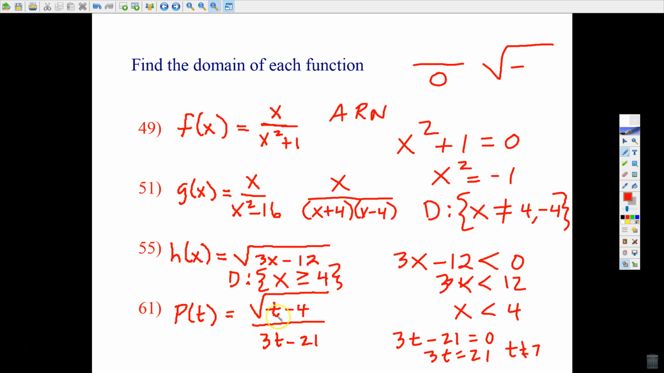What about for the radical? Can t be 4? Yes. Can t be 3? So how are we going to express it? t can be greater than or equal to 4. As long as we don't create a negative number under the radical, we're okay. So we're going to say t can be greater than or equal to 4, but it can't be 7 because that causes problems with the denominator.